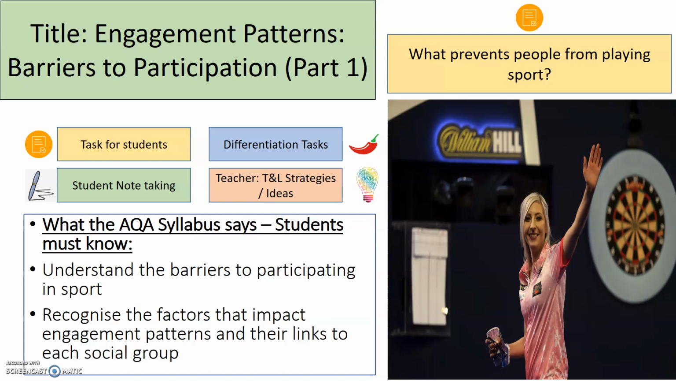In regards to this topic, the syllabus basically requires you to understand the barriers to participation in sport. So what are the key barriers that are preventing people and groups of people from participating in sport? And once you've done that, try to recognise the factors and how they impact the engagement patterns. How do they impact participation for the specific groups that you should have hopefully looked at in this topic already?